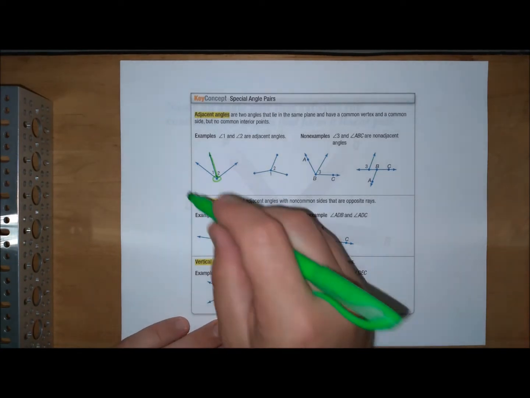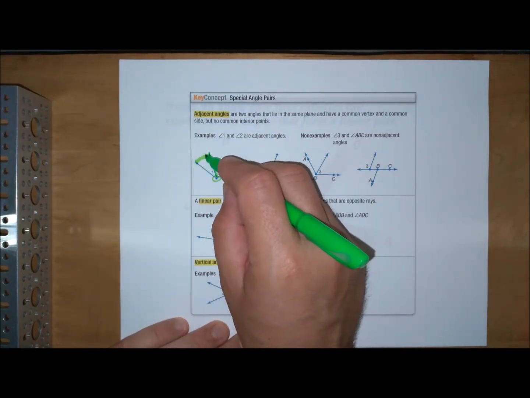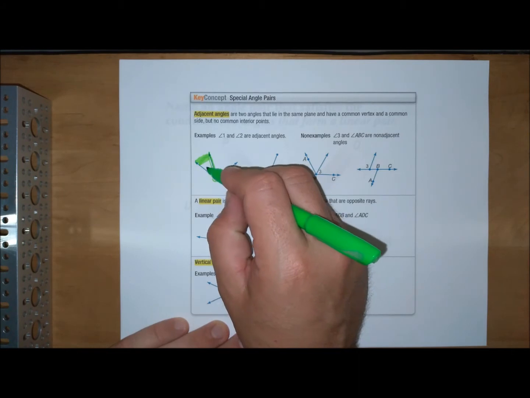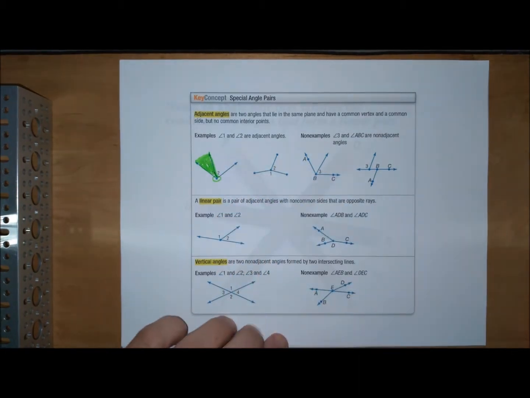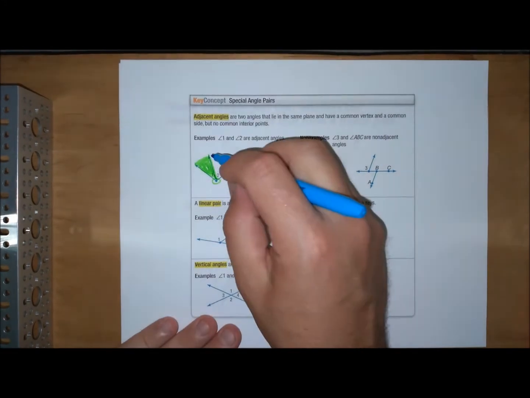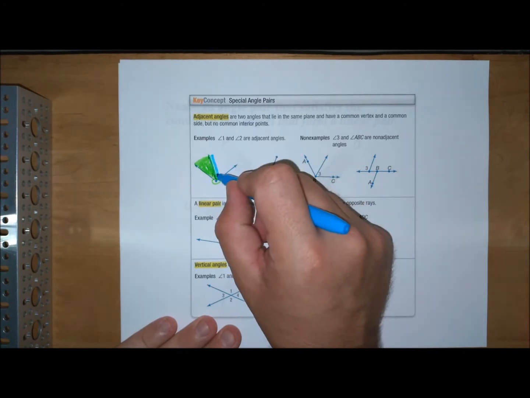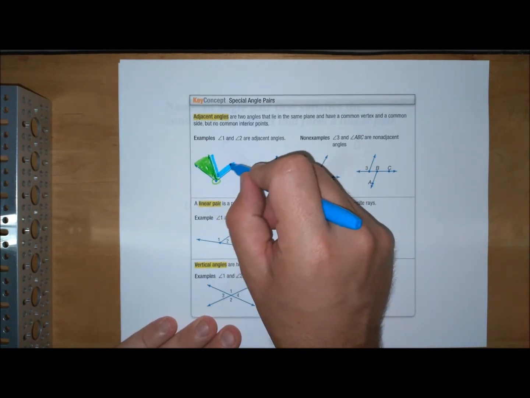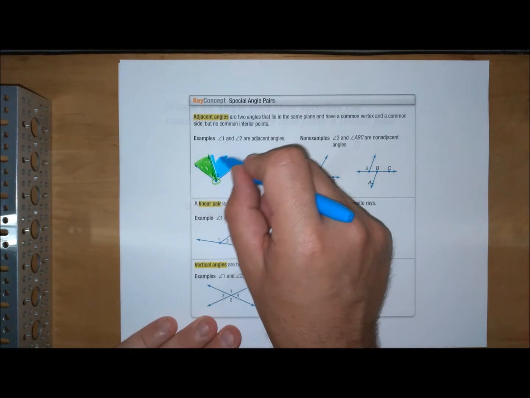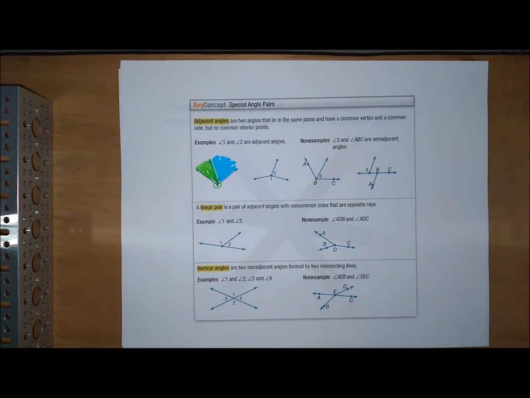What does that mean? Well, remember we defined the term interior in our last lesson. The interior of this angle I'm going to highlight in green, okay? And the interior of my other angle I'm going to highlight in blue. So you will see that they have no common interior points, okay? The interior of each of these angles contains distinct and separate spaces, okay?